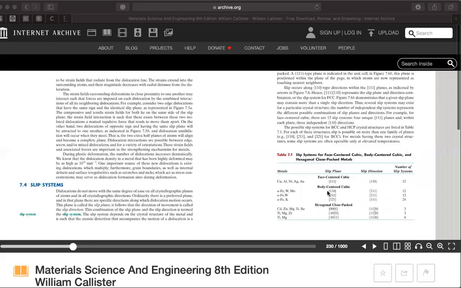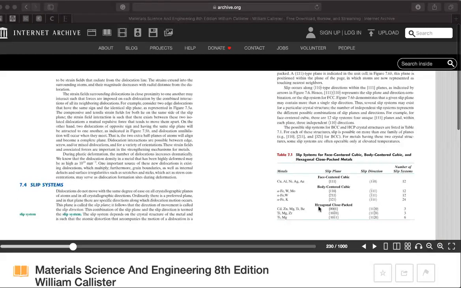You notice that for BCC and HCP, you have more than one family of planes, right? But remember that some of those planes or families of planes will not be active until you heat the material up to a certain temperature. So at room temperature, not all these planes will be active.